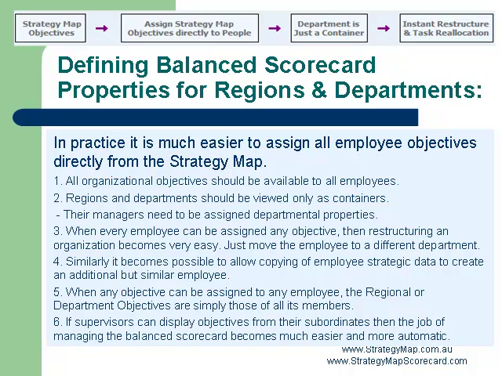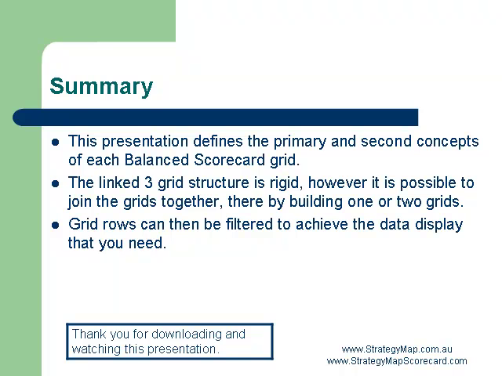When any objective can be assigned or reassigned to any employee, the regional or department objectives become simply those of its members. Furthermore, if a supervisor can automatically inherit objectives from their subordinates, then the job of managing the balanced scorecard becomes much easier and more automatic. Hence the academic view looks good, but in practice it makes life harder. It effectively prevents restructuring, and organisational readiness for change is reduced, which is the opposite of what was originally intended by the Balanced Scorecard academics.